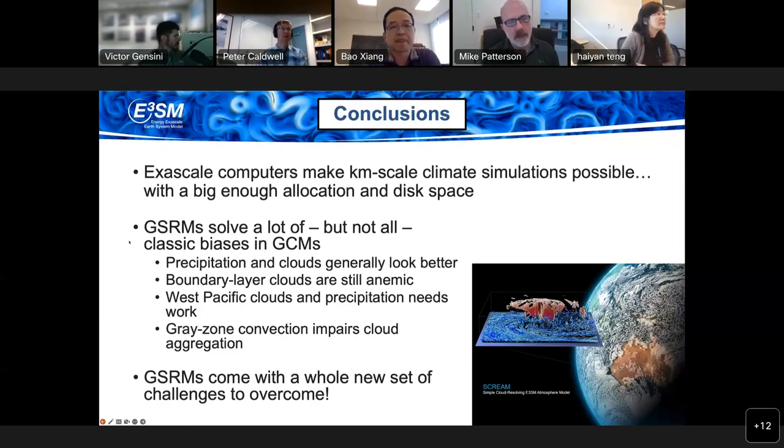Right. And then my other quick question has to do with the first comment here on your summary slide, that precipitation and clouds generally look better. Is there a systematic way in which you're doing that evaluation globally, where you can quantify the improvement in precipitation and clouds by this high resolution scheme versus the standard GCM?